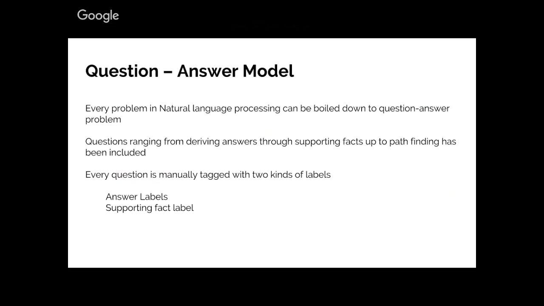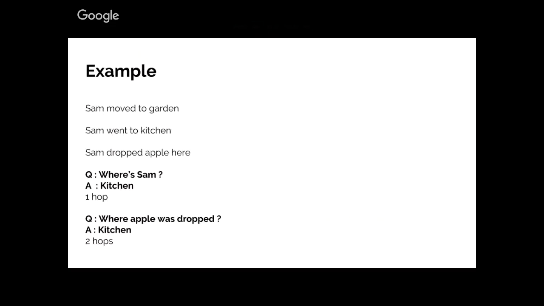Whenever we do this with memory networks, we are going to label the data with an answer label or a supporting fact label, because we have to teach the system: okay, this is a supporting fact, and these two things are going to add up to give the answer. So we are going to see how these memory networks behave. There is one example. We have three lines: Sam moved to the garden. Sam went to the kitchen. Sam dropped the apple there.